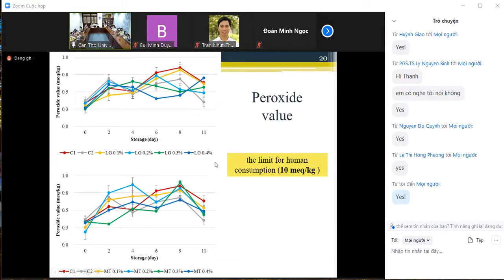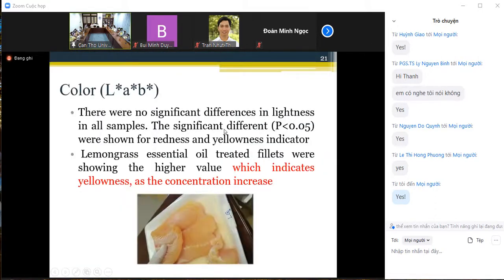And for the color, there was no significant difference in lightness in all samples, and significant differences were shown for redness and yellowness. Lemongrass essential oil treated fillets showed a higher value, which indicates yellowness, as the concentration increased. This color is from the pigment of lemongrass itself. So it depends on the pigment of the essential oil and on the technology used to make the essential oil.